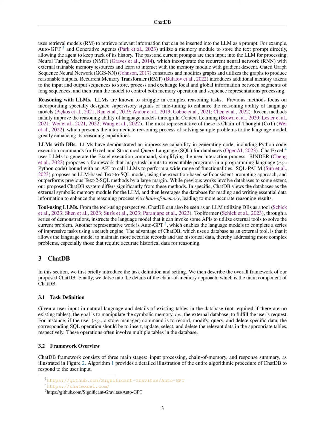Next, let's talk about the reasoning abilities of LLMs. Traditionally, these models have struggled with intricate reasoning tasks. Previous techniques aim to improve reasoning through the inclusion of specially designed supervisory signals or through fine-tuning. Recent methods, however, focus on in-context learning. A notable example here is chain of thought, COT, which presents the reasoning process of solving sample problems to the language model, significantly boosting its reasoning capabilities.